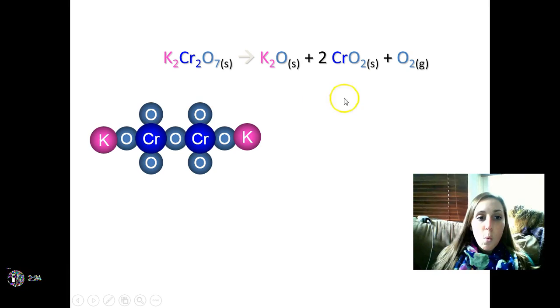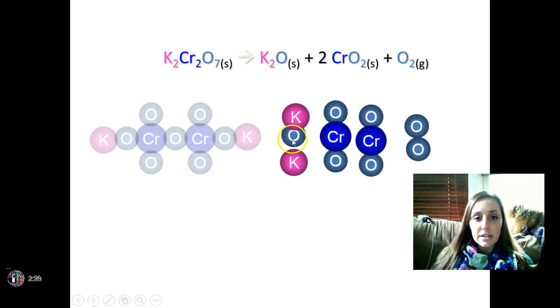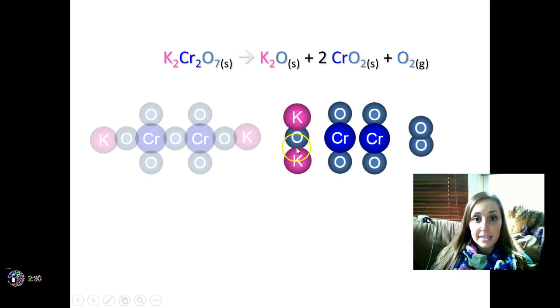Well, I have one of these potassium dichromates. And in the product, if you notice, I have 1 potassium oxide, but I have 2 chromium 4 oxides and only 1 oxygen molecule. And that's shown by up here. If you notice, I don't have any number in front of my potassium dichromate formula. That means I just have this, which is 1, which is understood. In my potassium oxide, you don't see a number in front, and it's understood just to be one of them.